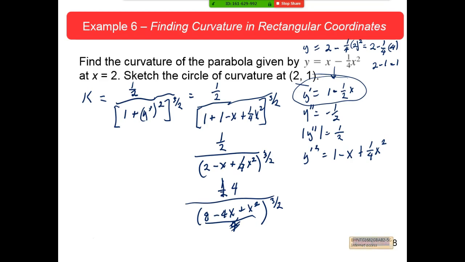we're not asking for the curvature everywhere. We're just asking for the curvature at 2, 1. And that is on this parabola. We already confirmed that. So let's just do the curvature at point 2, 1. Okay? And this only has x's in it. There we go again. So we just plug in a 2.